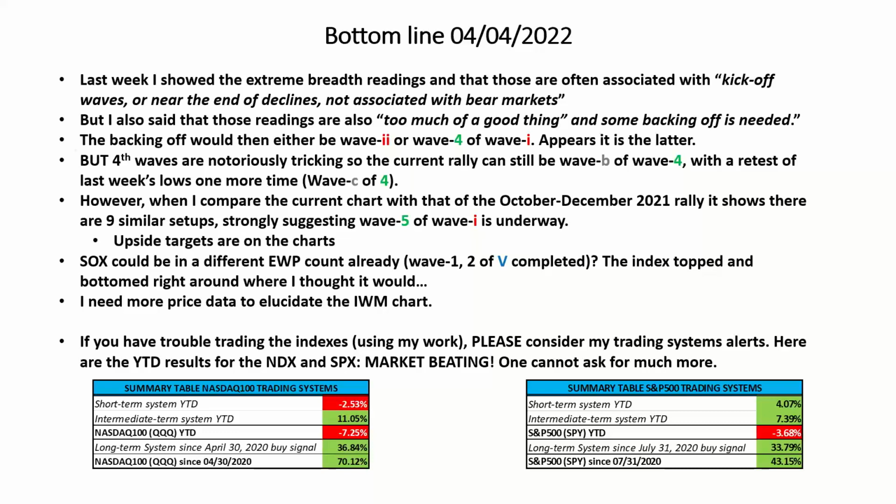And that's exactly what the market has done mid last week. So the backing off would then be either the wave 2 or the wave 4 of wave 1. In my humble opinion, it appears to be the latter, wave 4 of wave 1, with maybe the exception of the semiconductors. But as I said, fourth waves are notoriously tricky. So the current rally can still be wave B of wave 4, and wave C of wave 4 is still to come. So to be or not to be, that is the question.